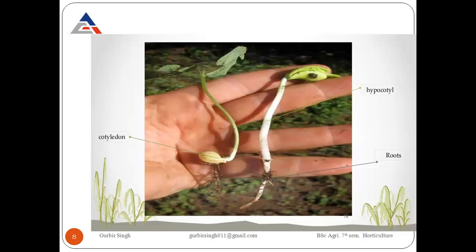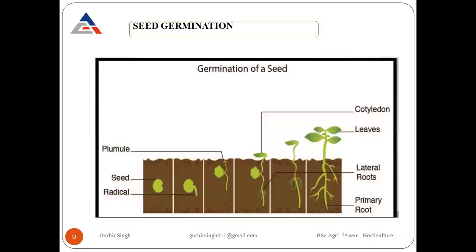Next is germination process. So what is germination? Seed germination is the process of reactivation of metabolic activity of the embryo, resulting in the emergence of radicle, that is root, and plumule, that is shoot, thus leading to the production of seedling or young plants. Germination stages, as shown in the figure.